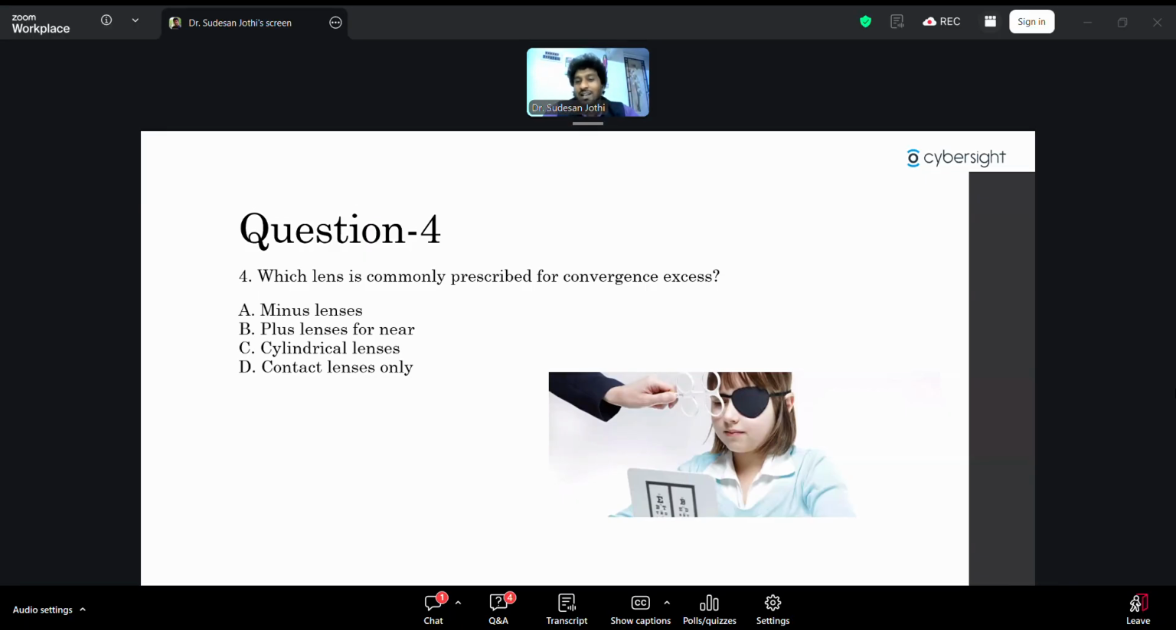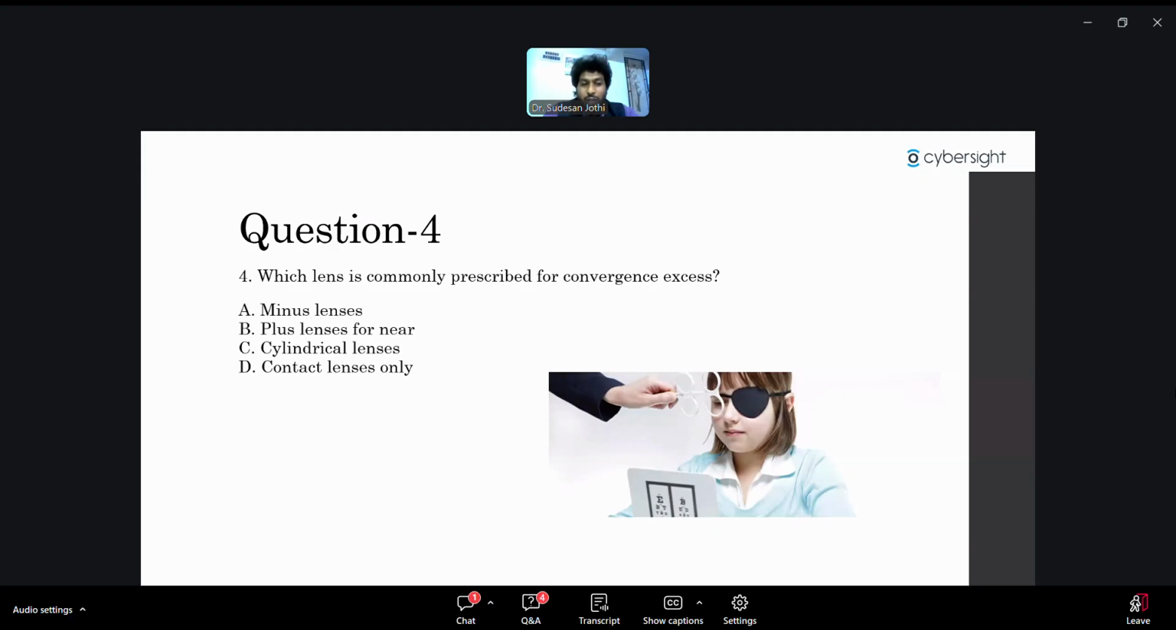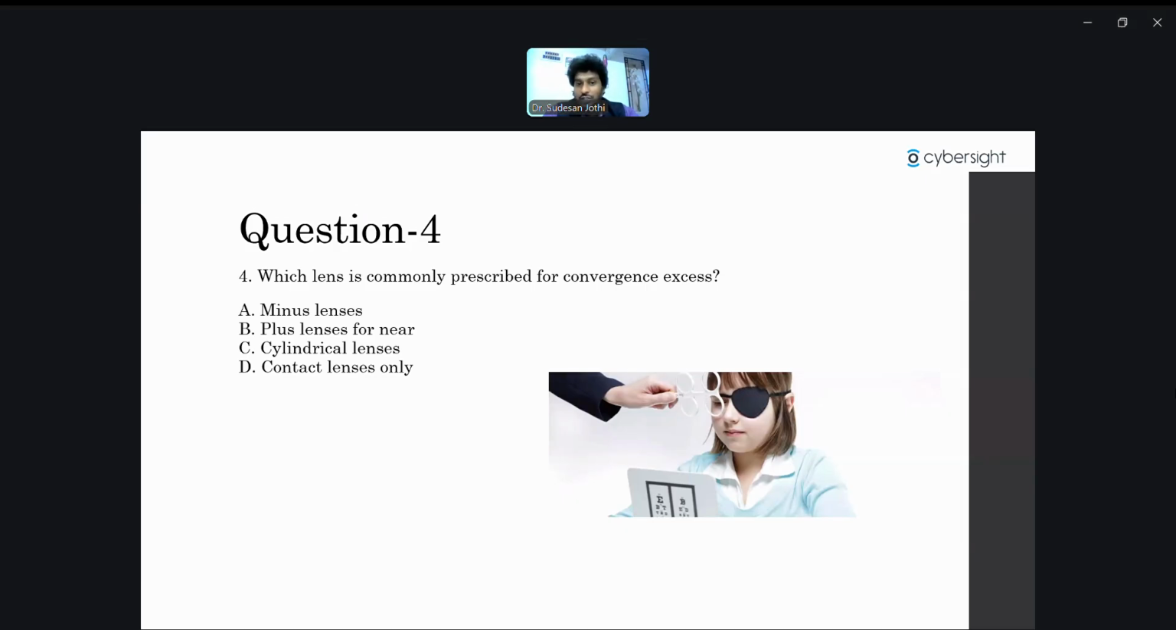Perfect, that's perfect. 66% have answered it correctly. Yes, it is a plus lens for near. It leads to reduced convergence demand because the plus lens reduces the accommodative demand, and we can give binasal patching also. I just want to mention that we can also give binasal patching for such patients. Right. Great. Many have answered correctly.